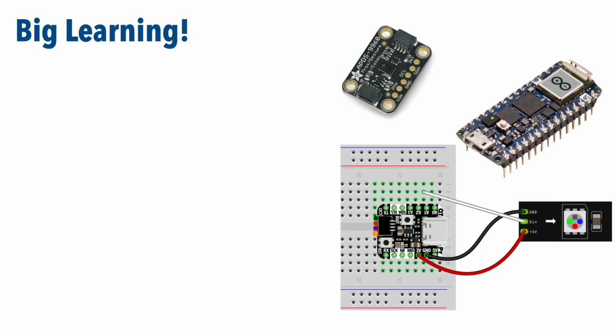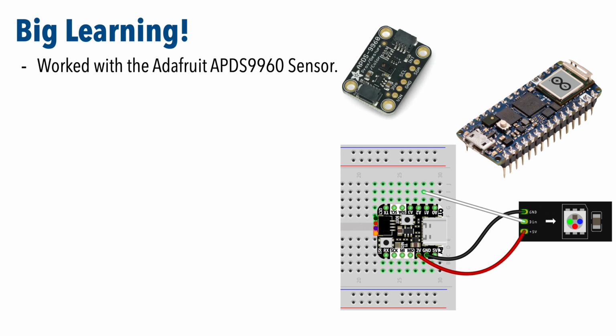So once again, we had a video with big learning. We worked with the Adafruit APDS9960 sensor. We used an Arduino Nano RP2040 Connect, but most of what we did works with other CircuitPython boards as well, as long as you've got a STEMMA-QT connector built in or wired up to that board. We printed and plotted the proximity readings, so we just worked with the proximity readings on this board in this video, but there are other things we can do with this, and we will do those in other videos.